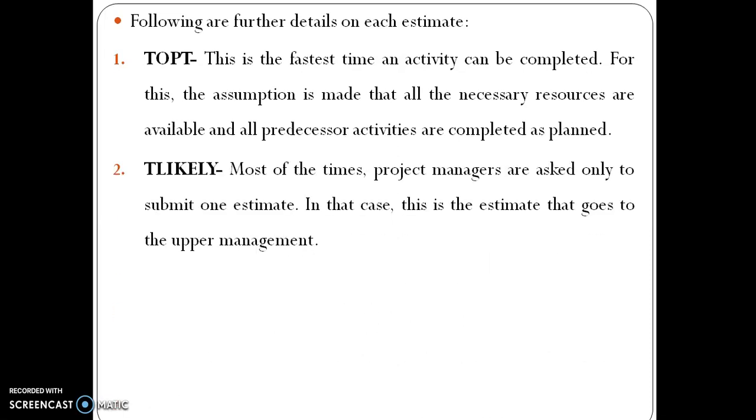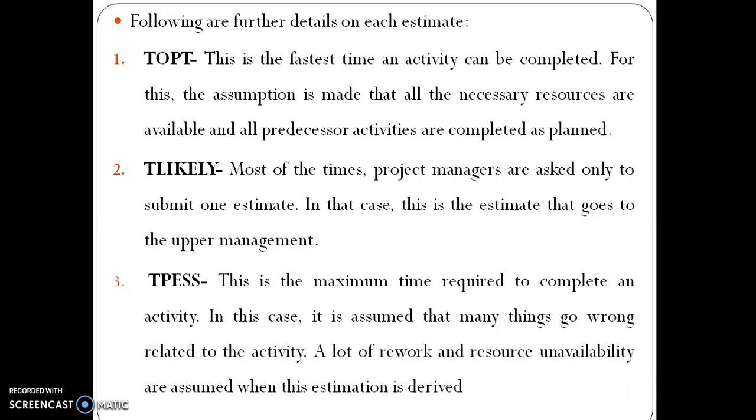Most of the time, project managers are asked only to submit this estimate. In that case, this is the estimate that goes to the upper management. Pessimistic time, TP: this is the maximum time required to complete an activity. In this case, it is assumed that many things go wrong related to the activity. A lot of rework and resource unavailability are assumed when this estimate is derived. The PERT mathematics: the beta probability distribution is what works behind PERT.